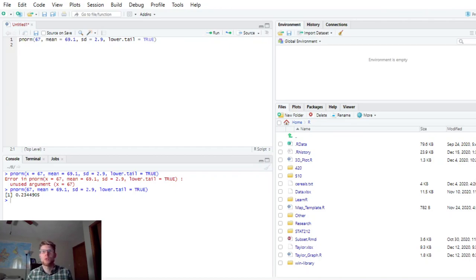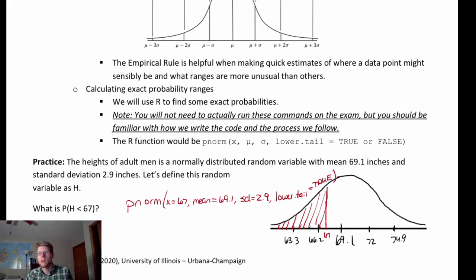And so I get 23.45%. I need to get R down here. I've already forgotten what that value is: 23.45%. So this will answer the question: 23.45% of men should be below 67 inches in this given population.